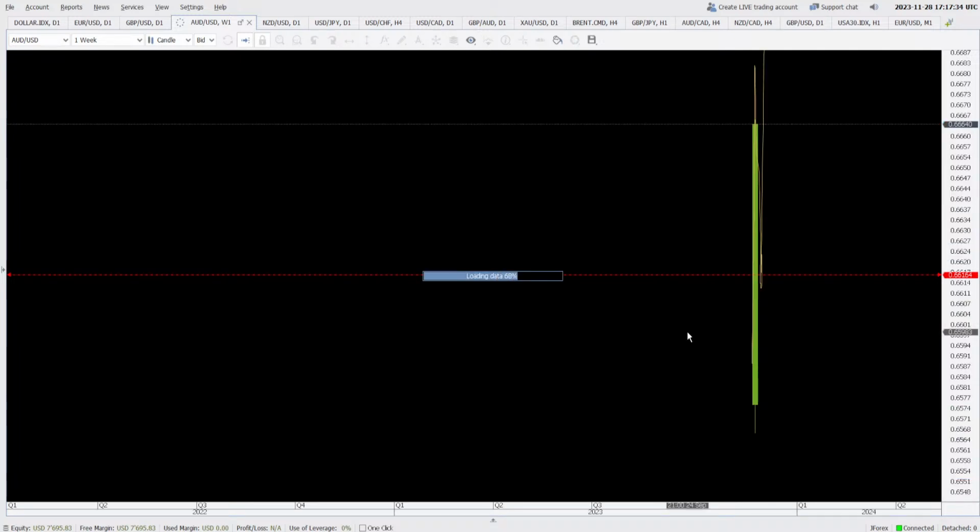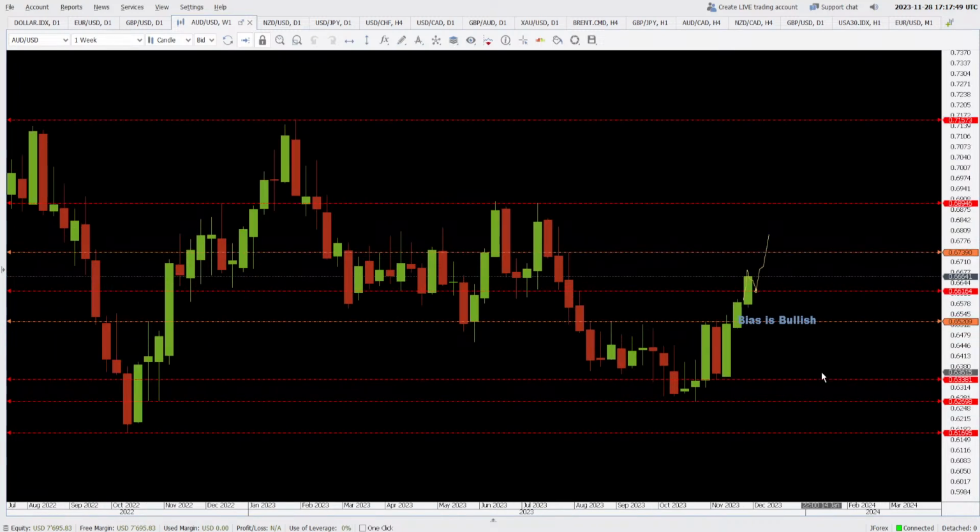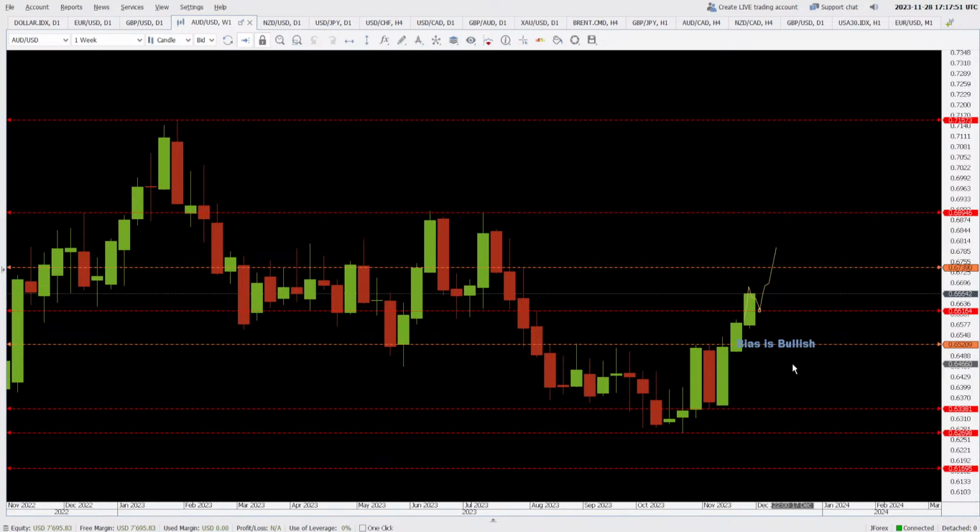Is this approach true for all time frames? Yes, it is true for all time frames, but I suggest you not to go below 4 hours. Below 4 hours, it is not advisable because there is a lot of noise to trade there. Do not trade noise. Okay, so here you see this is the weekly.